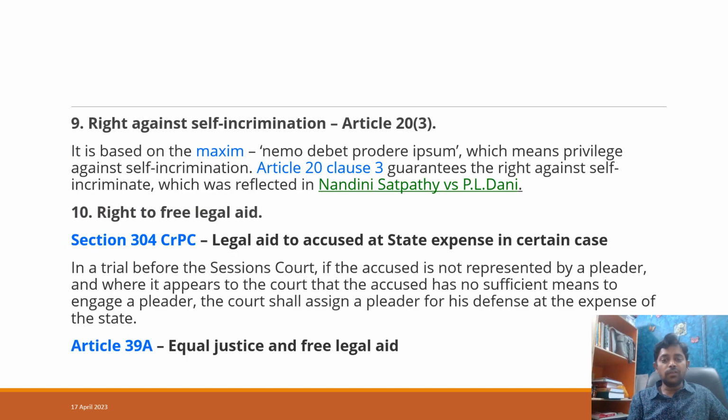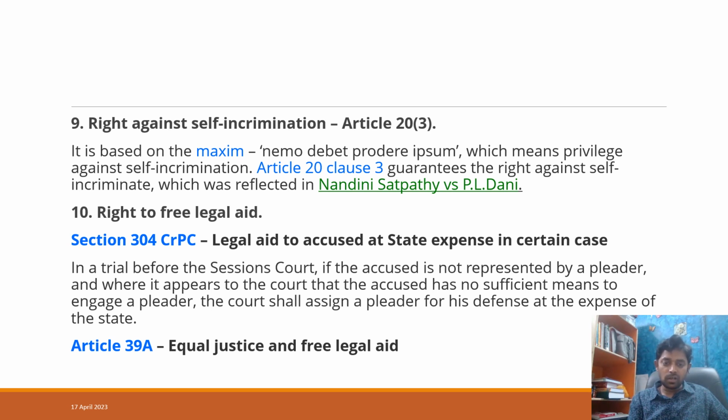Right against self-incrimination under Article 20, Clause 3. It is based on the maxim nemo debet prodere ipsum, which means privilege against self-incrimination. Article 20, Clause 3 guarantees the right against self-incrimination, which was reflected in Nandini Satpathy versus P.L. Dani.